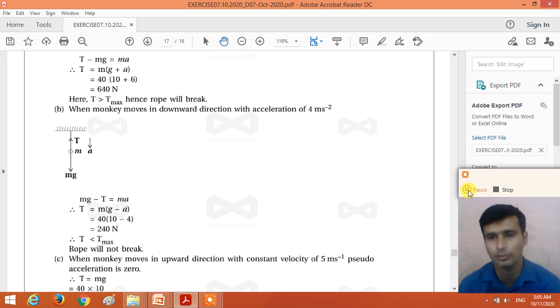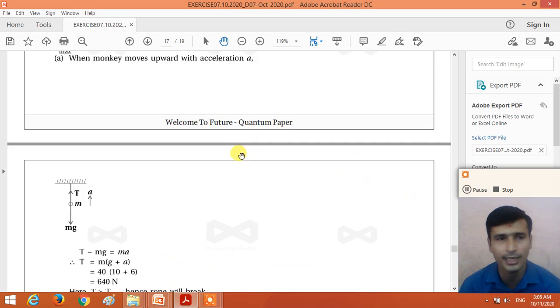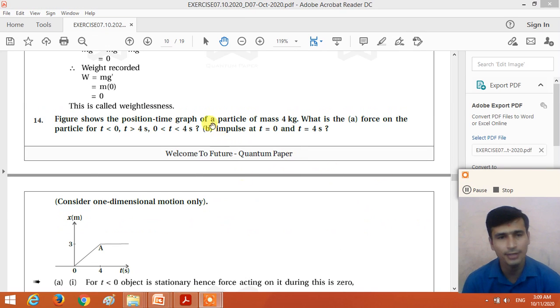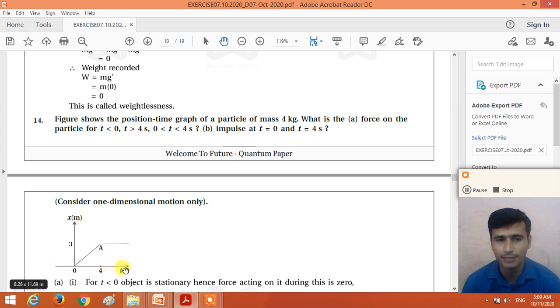Understand, dear student, both example question number 13 and question number 24 are similar, and these two questions are important for JEE and NEET also. So now, dear student, we will see question number 14. The figure shows the position time graph of a particle of mass 4 kg. The mass of the particle is given to you as 4 kg, right? And in the figure, the position time graph is given to you.